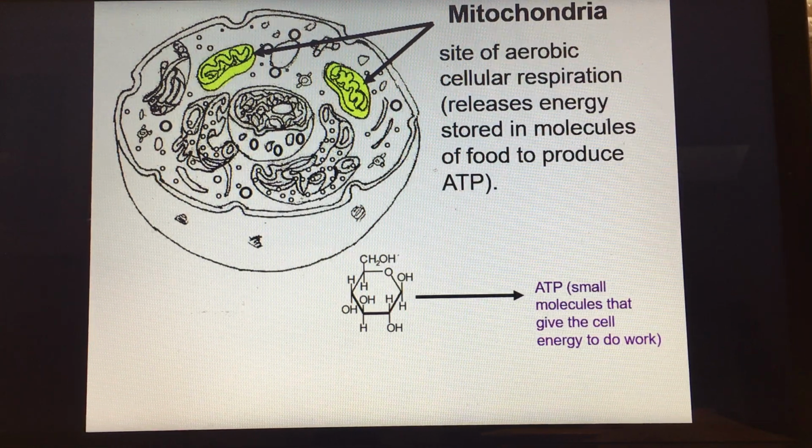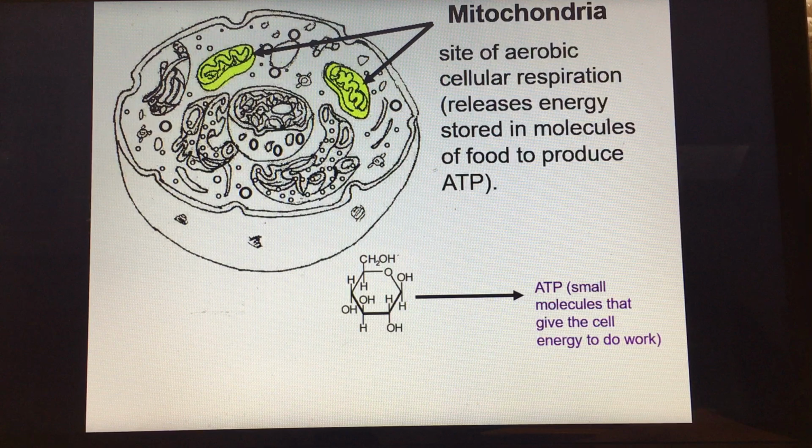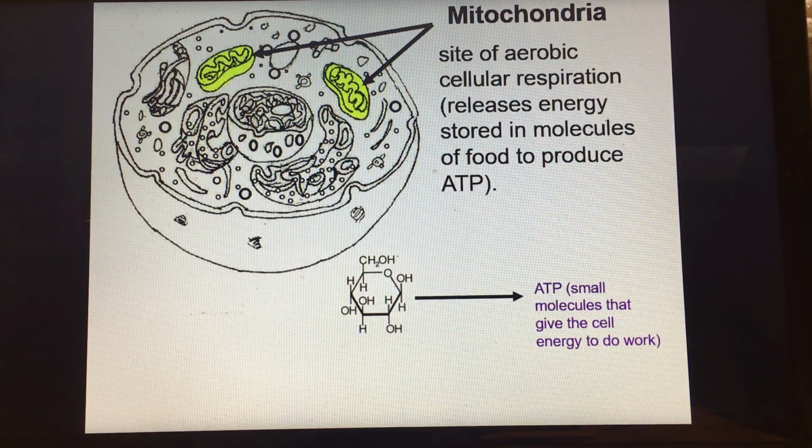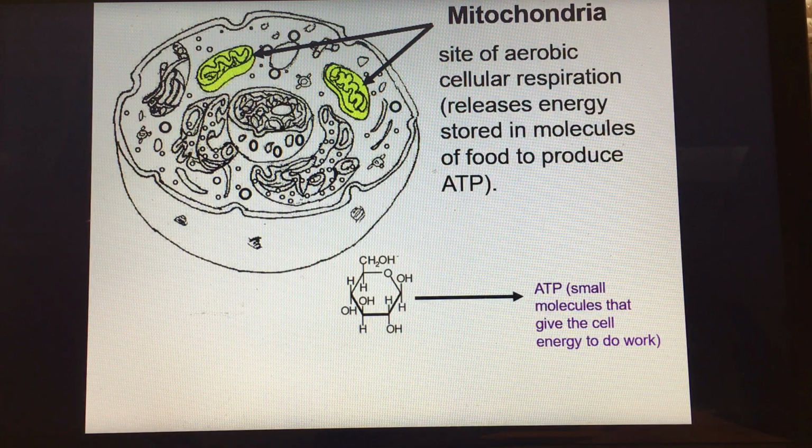So mitochondria are kind of interesting because they also have their own DNA and are about the size of bacteria and are very similar to some modern bacteria. So scientists have a lot of evidence to suggest that mitochondria were once free-living bacteria that became engulfed inside another cell.